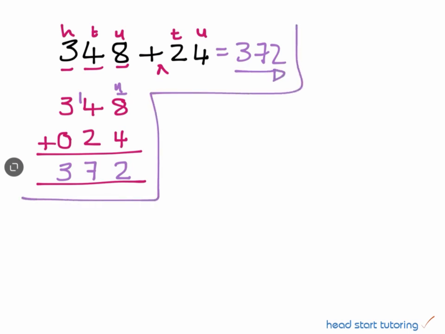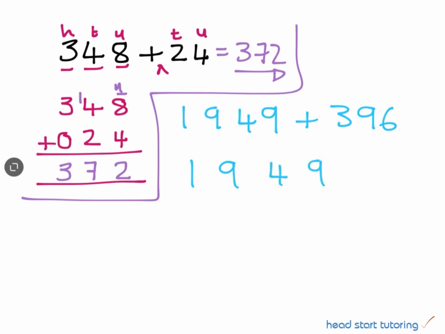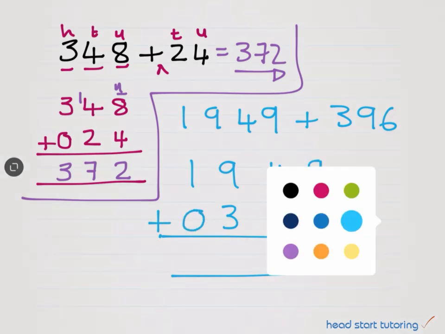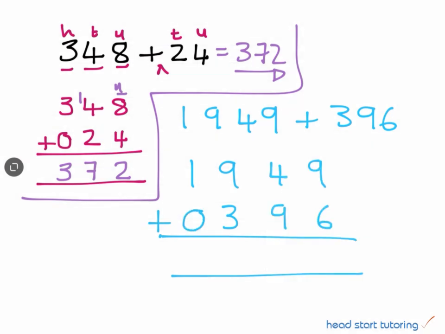Right, we have a look at another example. 1949 plus 396. Again, we just need to make sure that we space our digits out nicely so that we can see clearly our place value columns. And then we add, and we can put in our placeholder there. Right, so we work from right to left.